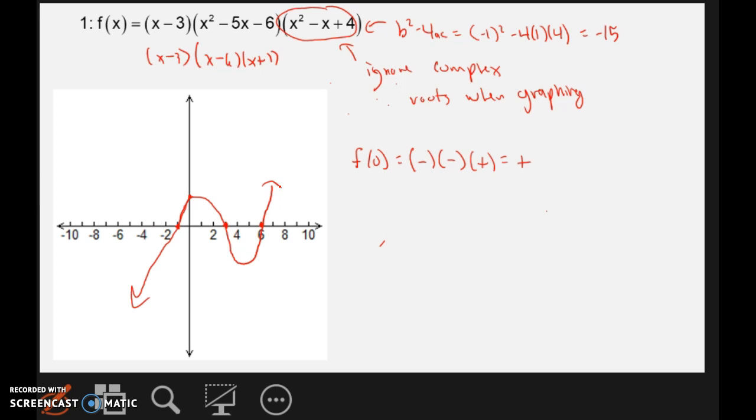Find your zeros, plug in points where you need to get an indication of the sign. If it's a singular root, it's going to cross over the x-axis. If it's a double root, it's going to bounce. And from there, we can figure out the shape of the graph.